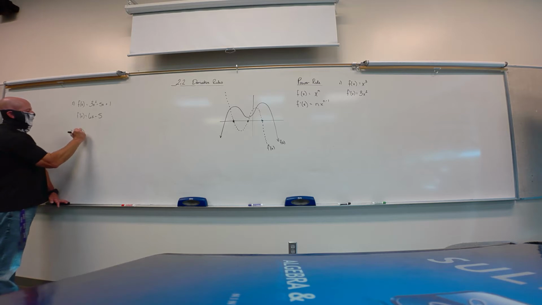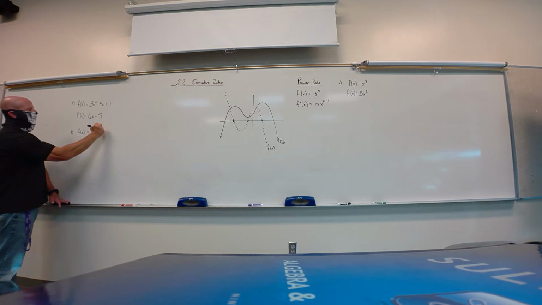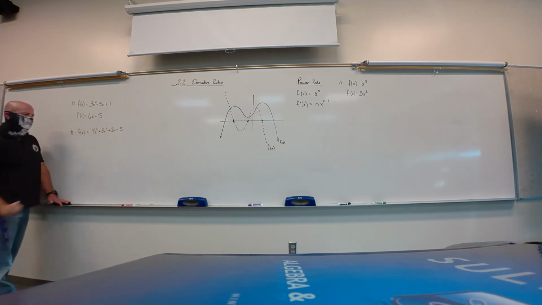Let's say f of x equals 4x cubed plus 3x squared plus 2x minus 5.